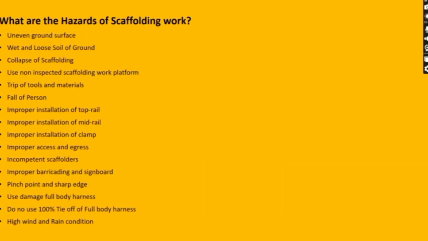What are the hazards of scaffolding work? Uneven ground surface, wet and loose soil of ground, collapse of a scaffolding, use of non-inspected scaffolding work platform, tip of tools and material, fall of person, improper installation of top rail, improper installation of mid rail, improper installation of clamp, improper access and egress, incompetent scaffolder, improper barricading and signboards, pinch point and sharp edge, use of damaged full body harness, not using 100% tie off of full body harness, high wind and rain condition.